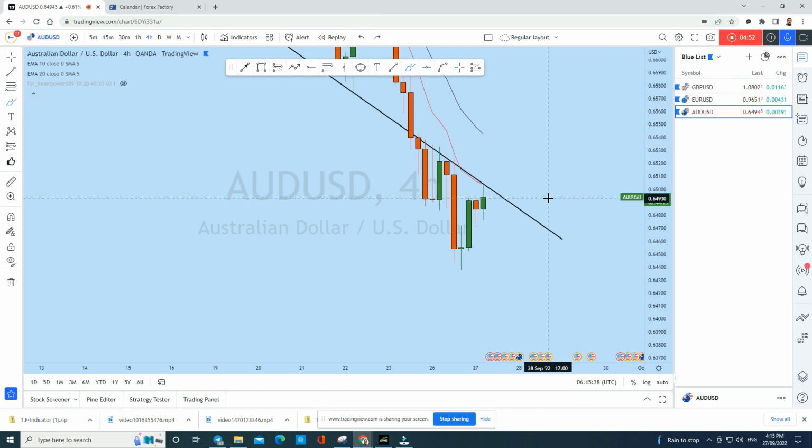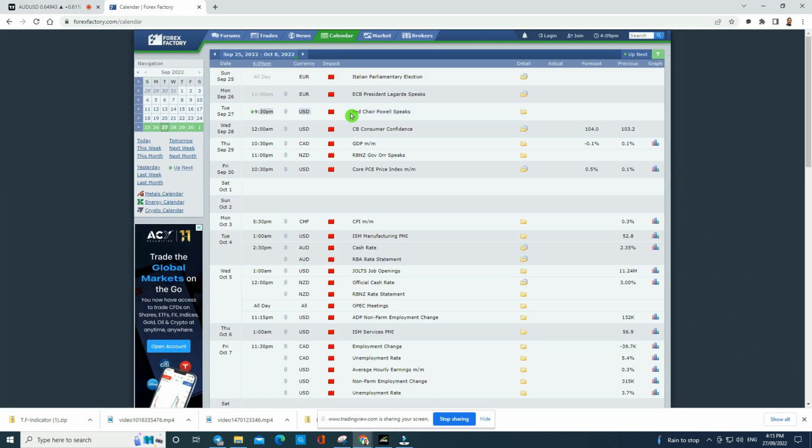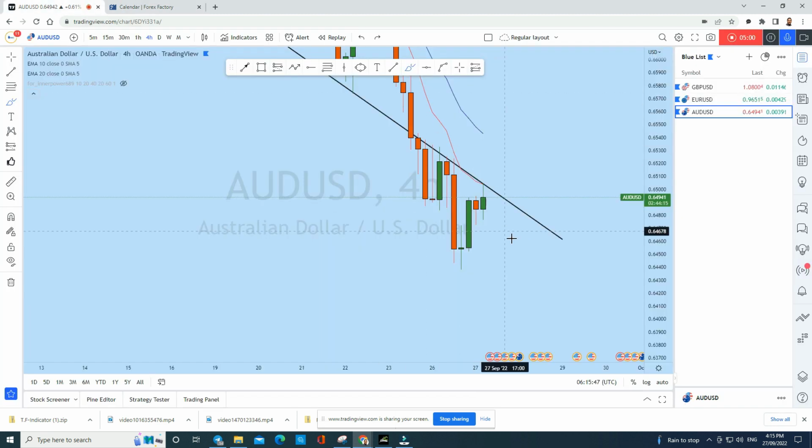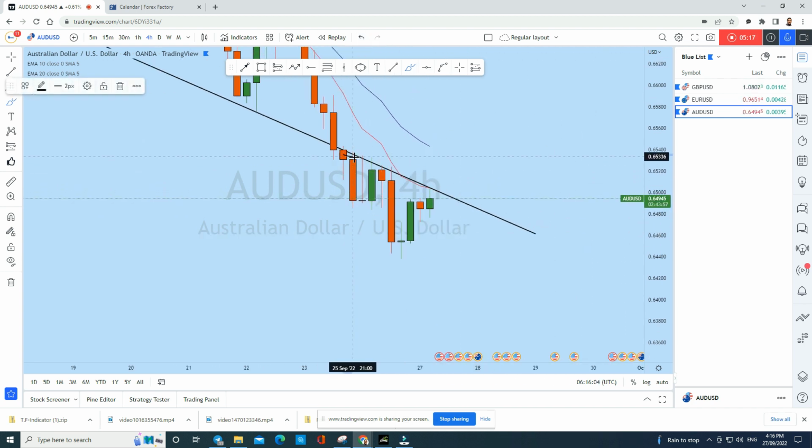Now if we look at the fundamental side, what we see is that there will be a news announcement, which is Powell speaking, that can give us a really big edge for this trade. As you can see, Aussie dollar after this bearish structure has broken down with a strong impulse. Now the price is testing this resistance.